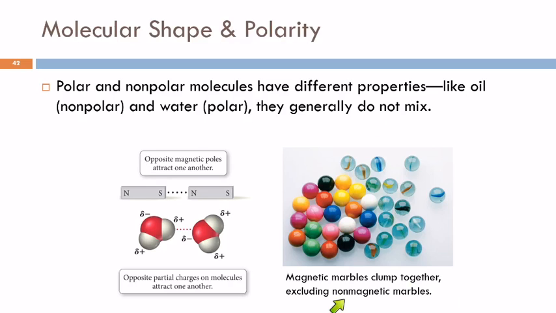So I like this example. These solid marbles are magnetic, and these marbles are regular glass marbles. And I think we can all visualize this experiment. If you jumble all these marbles together, what's going to happen? The magnetic marbles are going to stick together, and they're going to exclude the glass marbles, right? That's what happens when you have polar molecules and nonpolar molecules together.